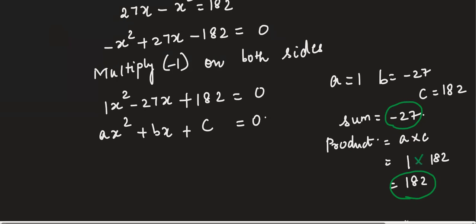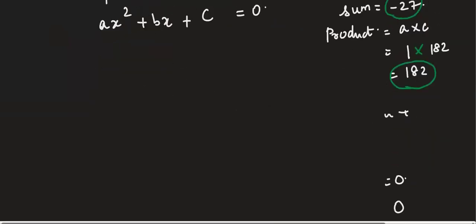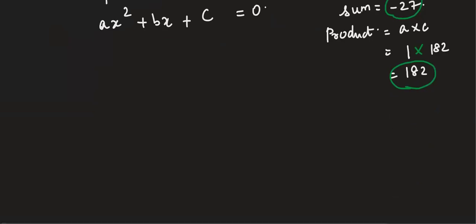Has 182. Now, being a 3-digit number, we will use the prime factorization method to get the two numbers. So the number is 182, right? Let's divide by the first number, 2. So 2 ones are 2, 2 nines are 18, then again 91. Will 91 be divided by 3? No, I think we'll get decimals.